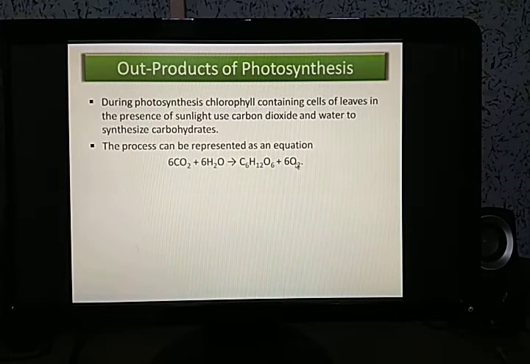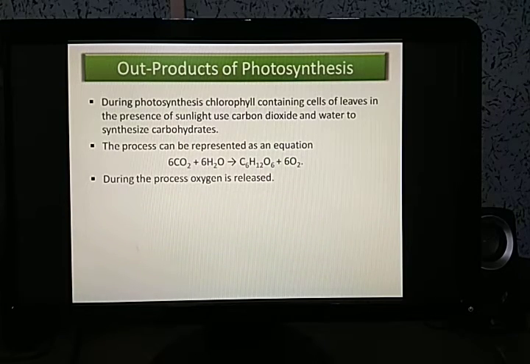And oxygen is also liberated, which other living organisms require. So this photosynthesis process is very much essential, not only for the plants but also for the other living beings, because it liberates oxygen, which is the life supporting gas. Now moving on, during the process, oxygen is released, as I already said. So oxygen is very much essential for the survival of other living organisms. So photosynthesis is important for all of us, not only for the plants.